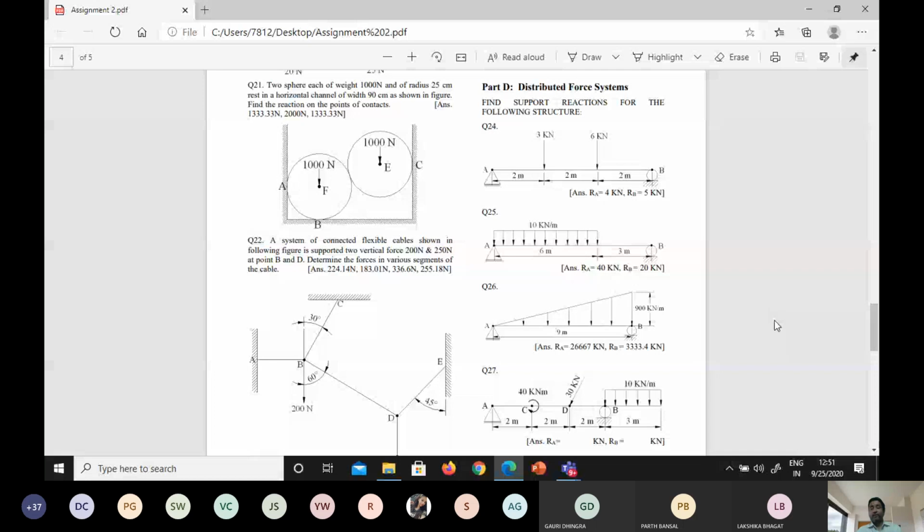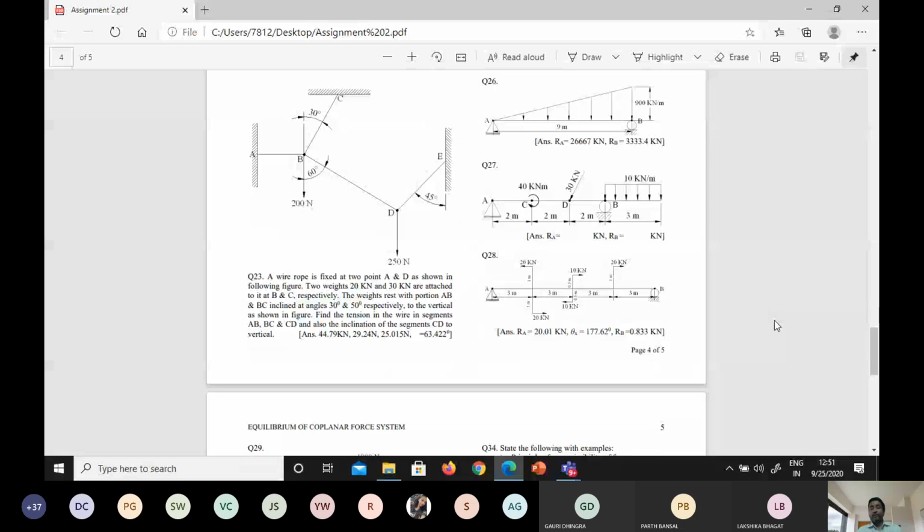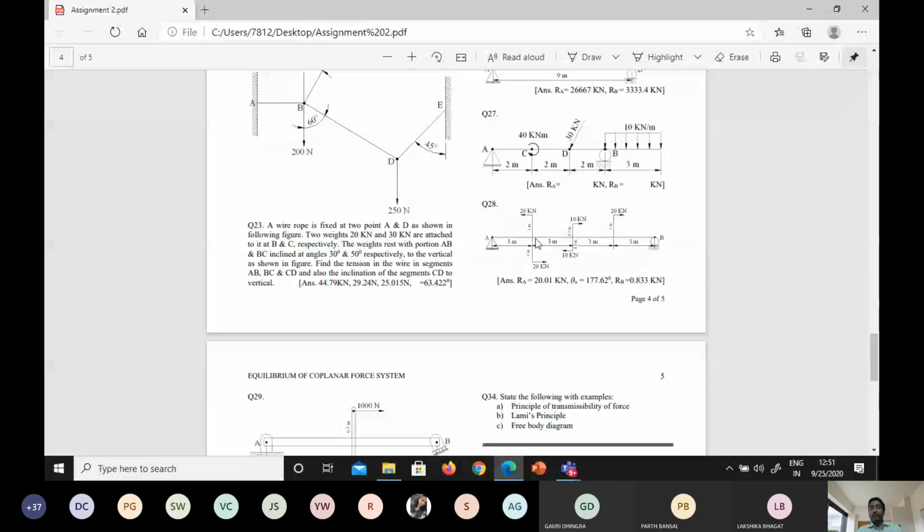Question number 26, 27, 28. You can see this is the couple here. Okay, at question number 28 we have the couple. I have just told you how you have to solve. This is 20 kilonewton, 20 kilonewton, and the distance is how much? 1 meter and 1 meter. You can see. So what will be the moment here? Can anybody tell?